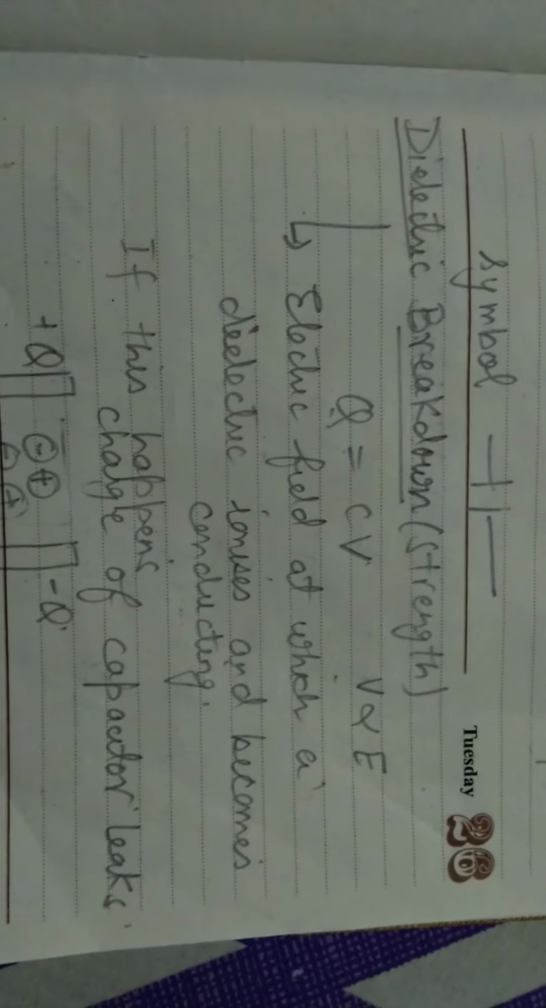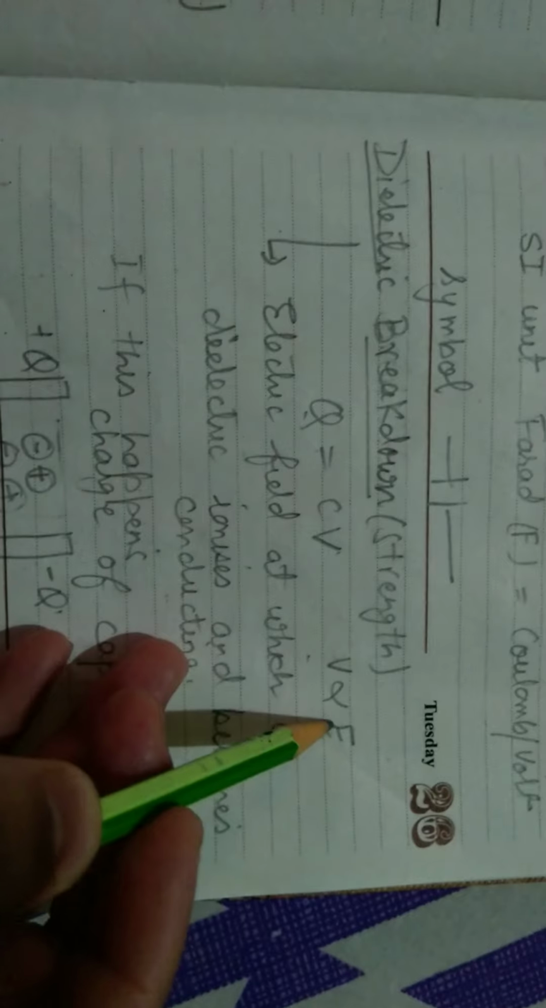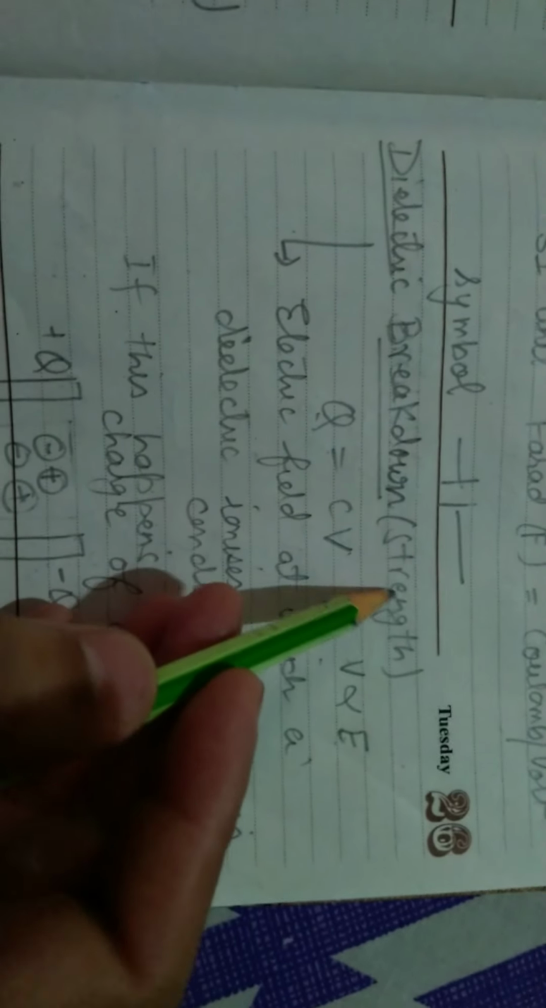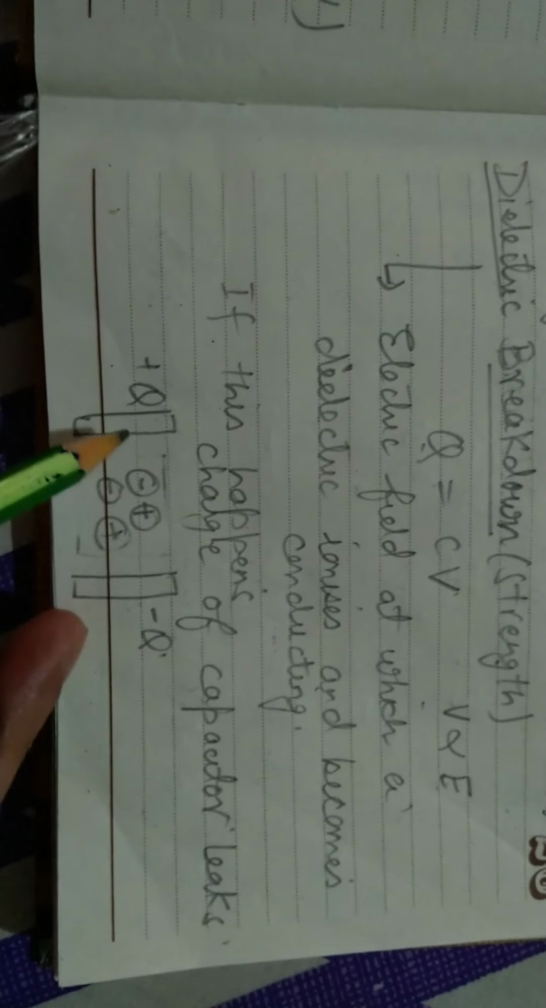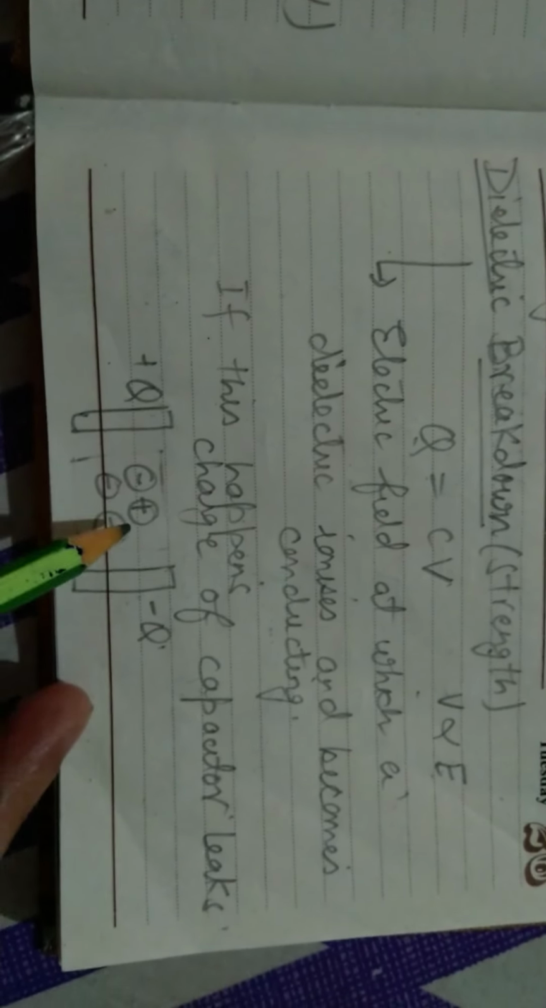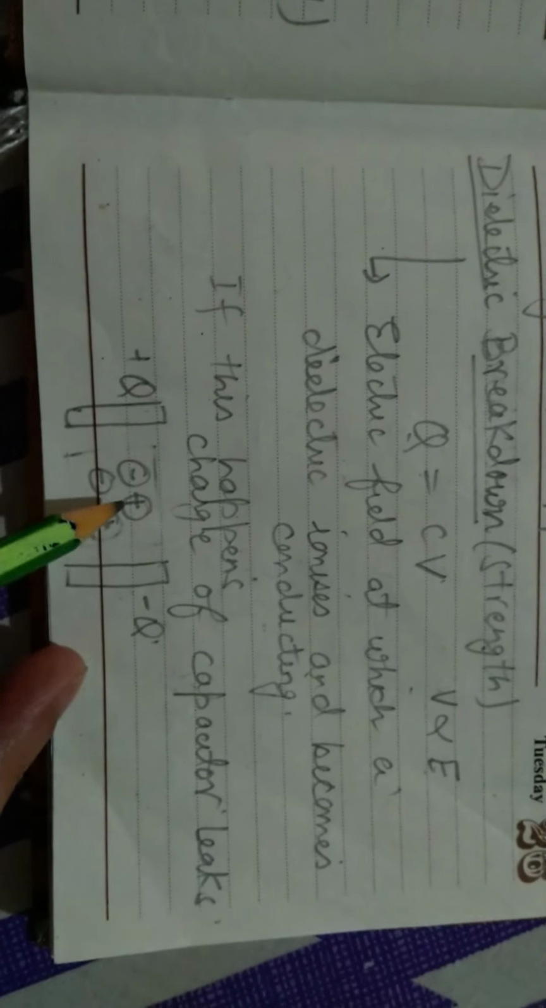This is called dielectric breakdown, and the electric field at which it is happening is called the dielectric strength. So this is how the ionization will take place, and the charge will directly flow like a conductor. Although it is an insulator, it will become a conductor when breakdown happens. So this is our dielectric breakdown.